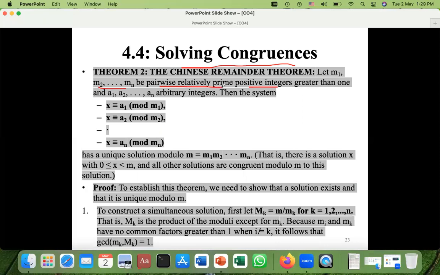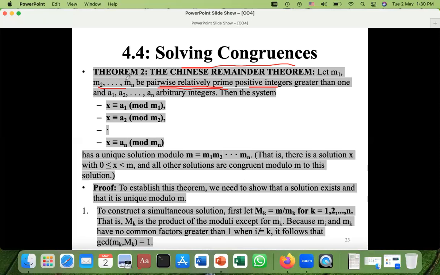What it means, pairwise relatively prime, just for the recap, because we already have seen the definition. If that series is given to you, you have to make their pairs. For example, m1 with m2, m1 with m3, m1 with m4. So you are making pairs, and then you have to check that their GCD is 1. If the GCD of those pairs is 1, then they are called pairwise relatively prime. That was the definition.